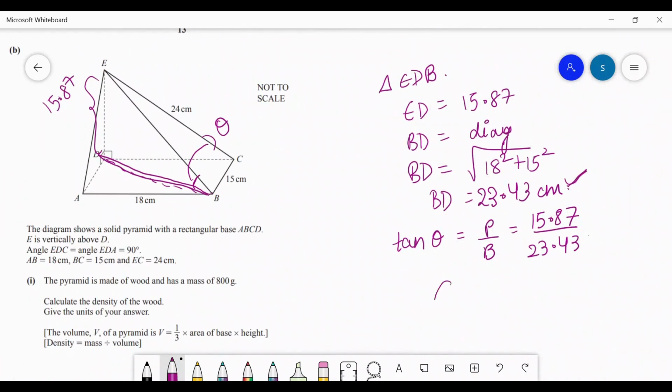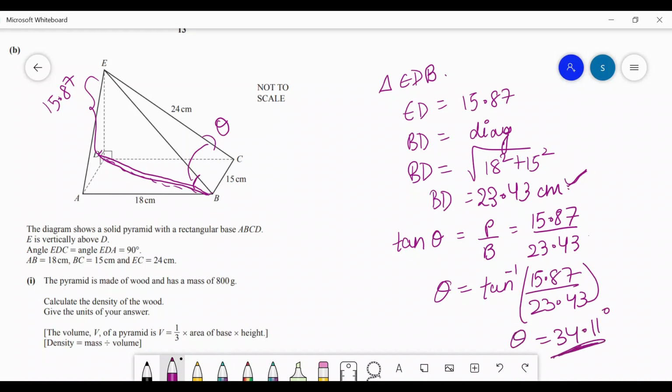It misbehaves. Anyways, so theta equal to tan inverse 15.87 divided by 23.43, that is 34.11. So theta equal to 34.1 degrees.